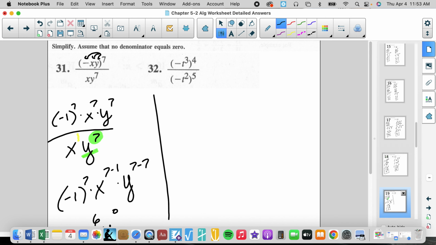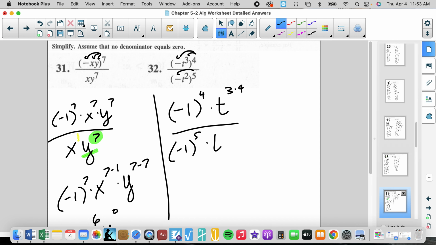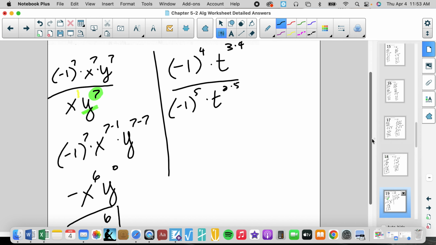Not like bases, so we're going to distribute negative 1 to the 4th, and then t to the 3 times 4 over negative 1 to the 5th times t to the 2 times 5. So we now have like bases with the negative 1. Let's simplify. Negative 1 to the 4th times t to the 12th over negative 1 to the 5th times t to the 10th.